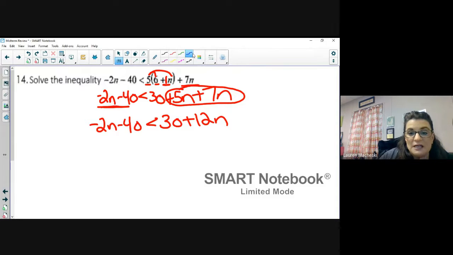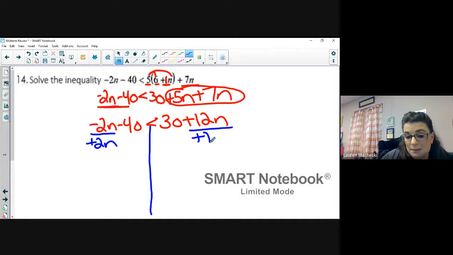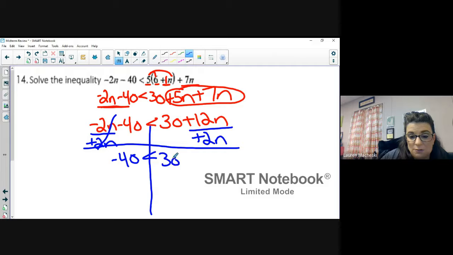All right, now it looks to me like I got variables on both sides. Here's a -2n and a positive 12n. Smaller to larger just makes it easier for you. So it looks like -2 is smaller, so the opposite of -2 is +2. So add that to both sides. So -40 is less than 30 plus 14n. I can't touch 14n until I get rid of the 30, so minus the 30.